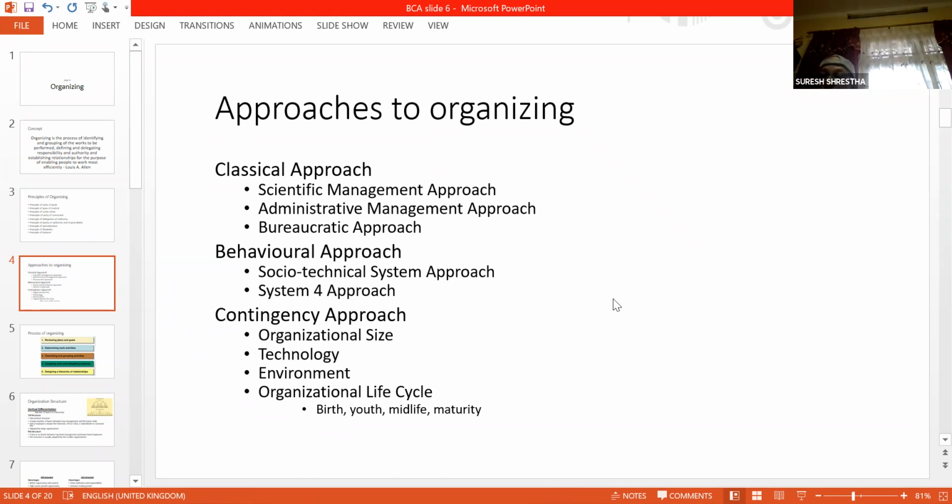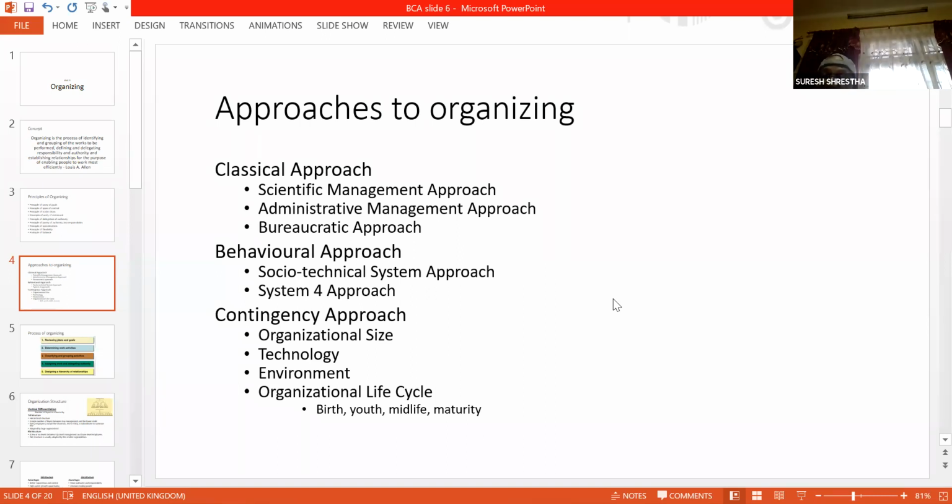Similarly, contingency approach is the approach where there is no one right way of organizing. You cannot say how you have to do the organizing of the organization, but it depends upon number of factors. If the size is different, you might need to organize differently. If the technology that is there in the organization is different, then you might need to do the organizing differently. Similarly, environment might be different, so organization structure will be different.